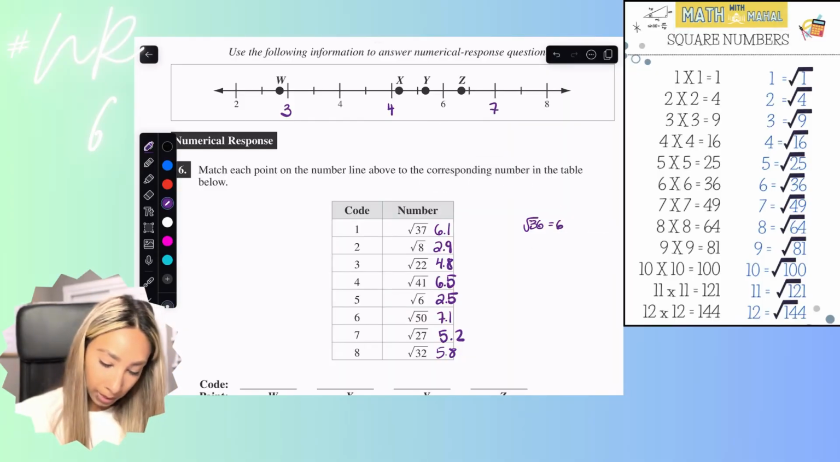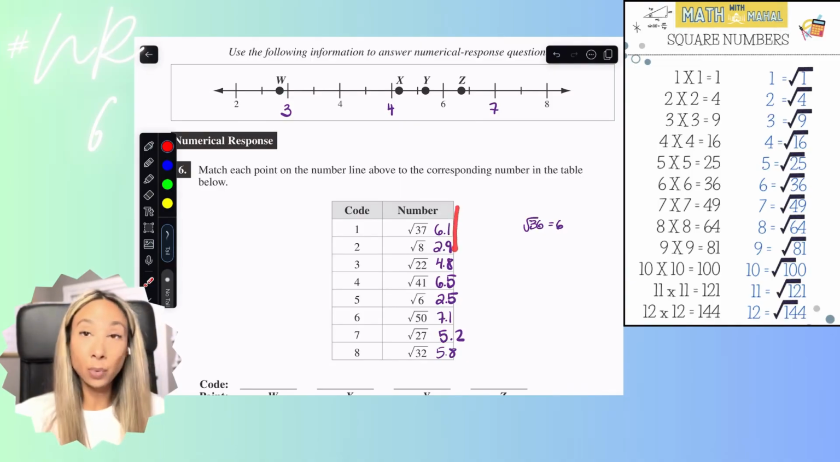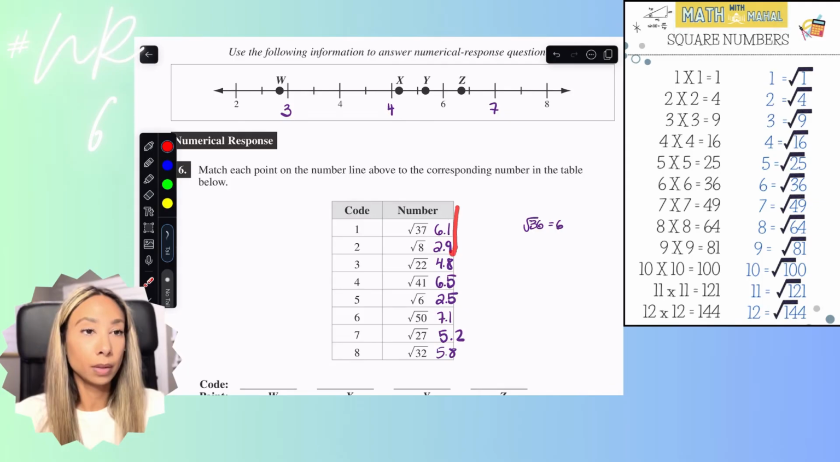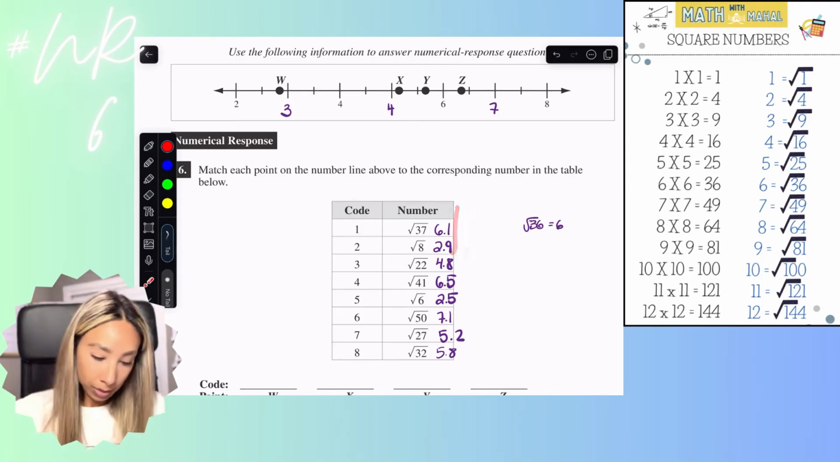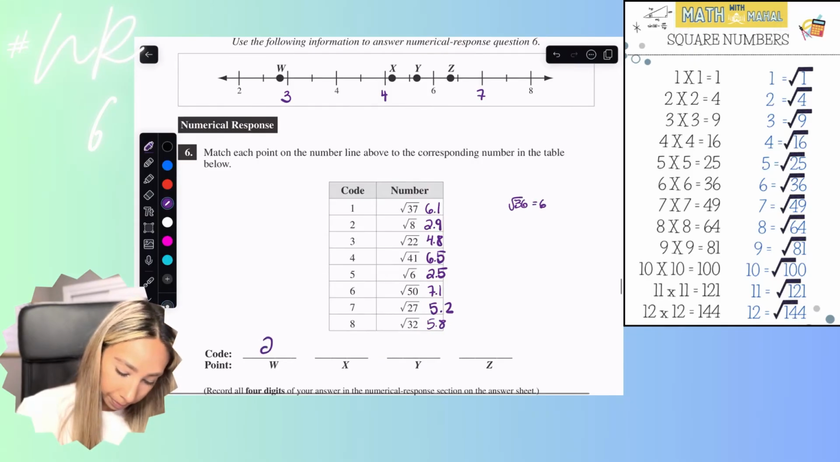And now let's look at where W would go. So W looks like it's less than 3, really close to 3. So I'm going to look at a square root that's really close to 3. It's going to be about code 2. So that means I'm going to put a 2 right down here.